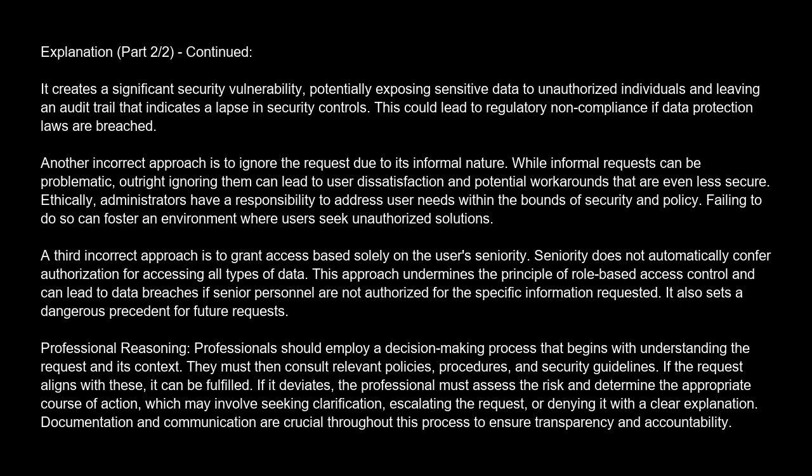Professional reasoning. Professionals should employ a decision-making process that begins with understanding the request and its context. They must then consult relevant policies, procedures, and security guidelines. If the request aligns with these, it can be fulfilled. If it deviates, the professional must assess the risk and determine the appropriate course of action, which may involve seeking clarification, escalating the request, or denying it with a clear explanation. Documentation and communication are crucial throughout this process to ensure transparency and accountability.